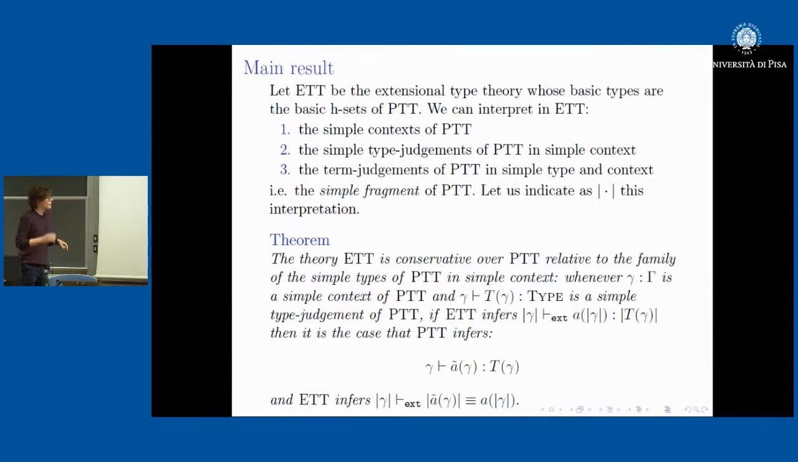So in this case, which is enough to give a foundation of constructive mathematics, PTT only has H sets as basic types. And so in this case, it would have a full conservativity, because there's no distinction between basic types and basic types which are H sets. Any basic type is an H set. So in that case, you would have a full conservativity result. Okay, this was to briefly comment on this result, what it can be useful for.